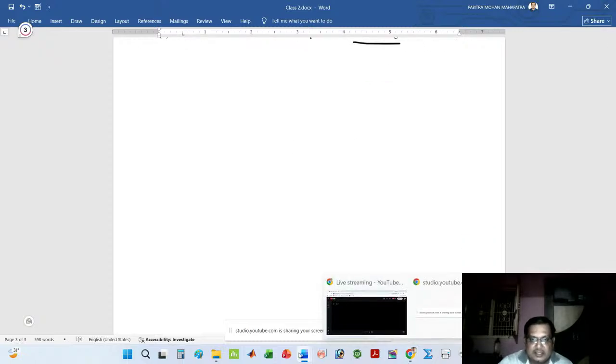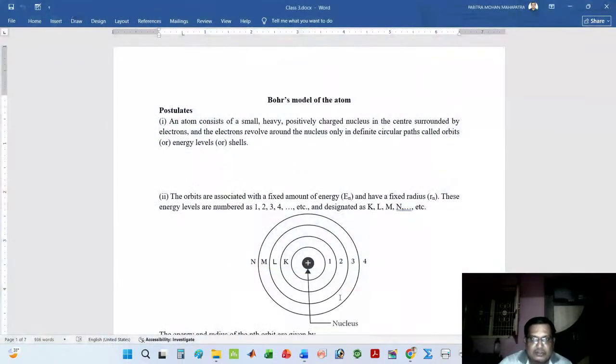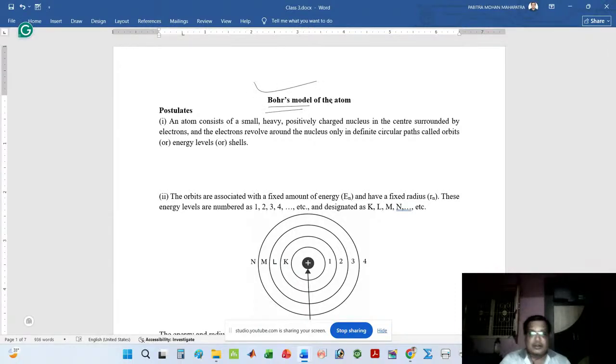In this class, I will discuss another atomic model, that is the Bohr atomic model. This is a very important atomic model. This topic always comes as a long question in the exam. So remember that among all the atomic models, the Bohr atomic model is very important, and it is also a modern atomic model. Even now it shows its significance.